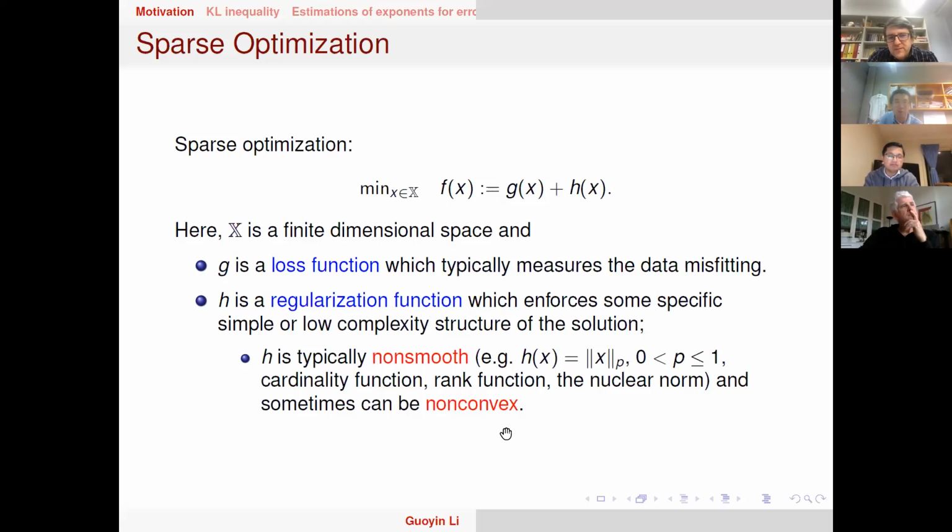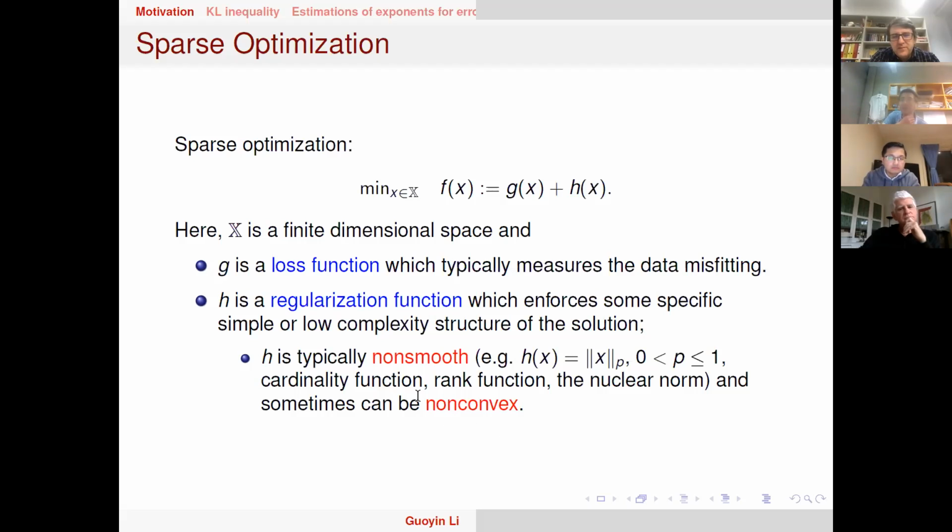So a typical one would be, for example, you want to promote some kind of sparse structure, or sometimes a low complexity structure like the low rank structure. So typically this regularizer function could be the L1 norm if you want to promote the sparse structure of your vector solution X. You can also use the quasi norm, the Lp quasi norm where p is strictly less than 1, which is of course non-negative as well. And you can also use the cardinality function.